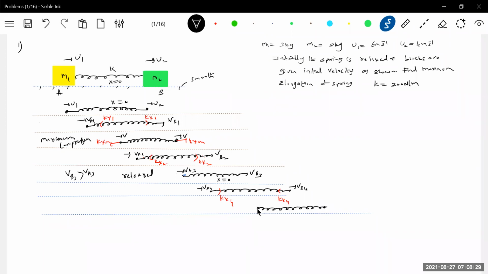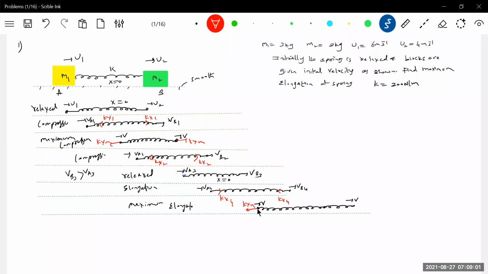Again at maximum elongation, I'm showing the maximum elongation. The spring is relaxed. So now elongation. So this is the maximum elongation. Again, both the ends will move with a common velocity. Now the spring elongation will be maximum. I am showing it in this way. The very next moment, again it will be elongation.